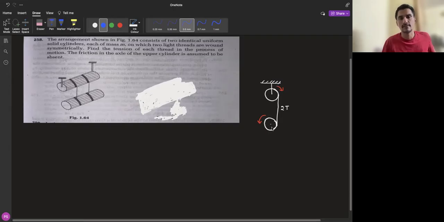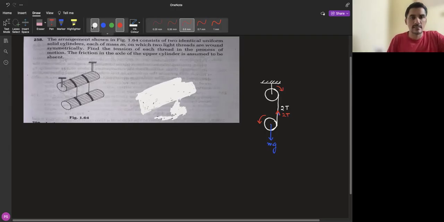Now let us take the free body diagrams of these two. Let us take the lower cylinder. What are the forces acting on it? First one, mg in the downward direction, and in the upward direction, 2T tensional force is acting. Because of this 2T and mg, there is a translational motion in that lower cylinder. So how do we write the equation for the translational motion?